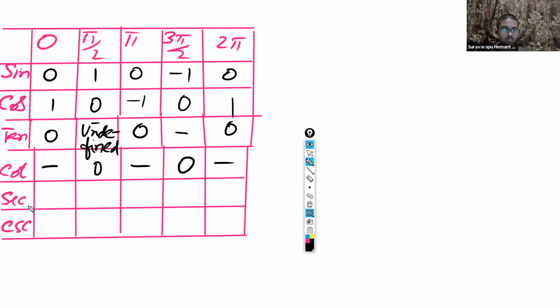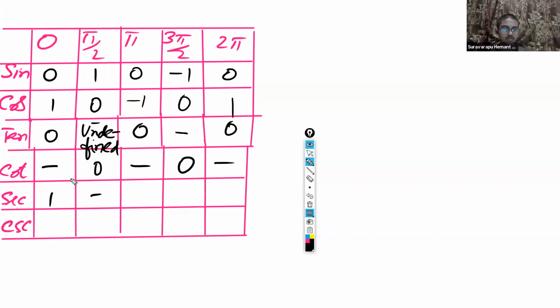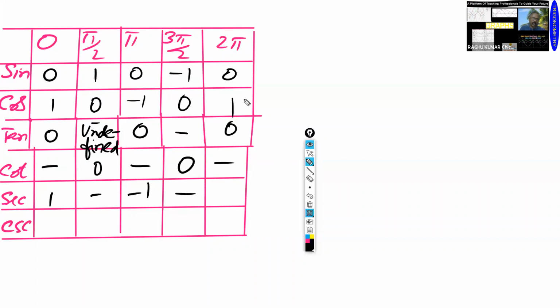Nice. Secant, reciprocal of cos, please. 1 only. Secant pi by 2, 1 by 0, not defined. Reciprocal of this, 1 by minus 1 is minus 1 only. And reciprocal of this, 1 by 0, not defined. Reciprocal of this, 1.